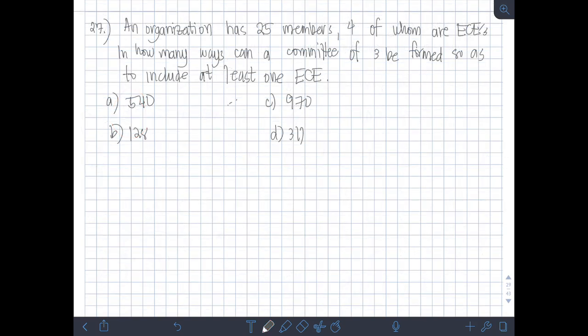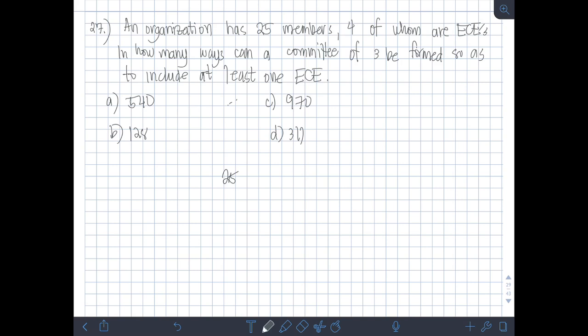Okay? Next, we have an organization has 25 members, 4 of whom are ECEs. In how many ways can a committee of 3 be formed so as to include at least 1 ECE? Okay, so combination lang tayo kasi magsaselect lang tayo ng members. So sabi, meron daw tayong 25 members. Tapos, 4 daw doon ay ECE. Tapos, bubuo raw tayo ng committee of 3. Tapos, dapat daw at least 1 doon ay ECE.